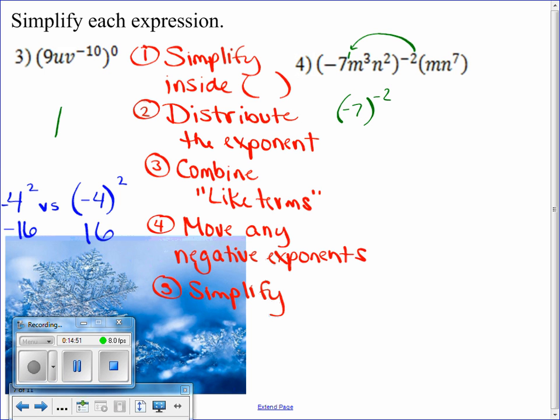Okay? So bottom line, if you're not sure, do I need a parenthesis or do I not, put it on there. Okay? You're never going to go wrong by putting the parenthesis on. But you will go wrong if you don't put the parentheses on the negative. Okay? All right, back to this problem.